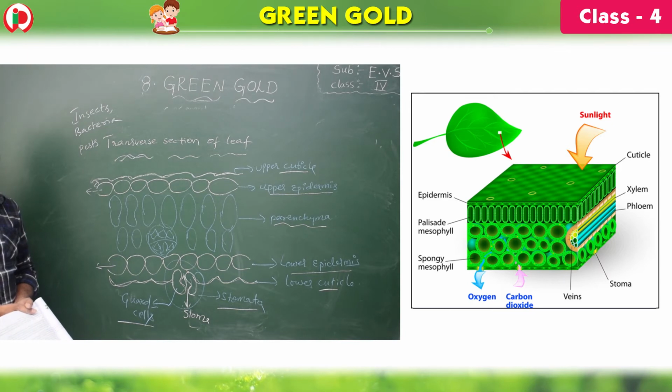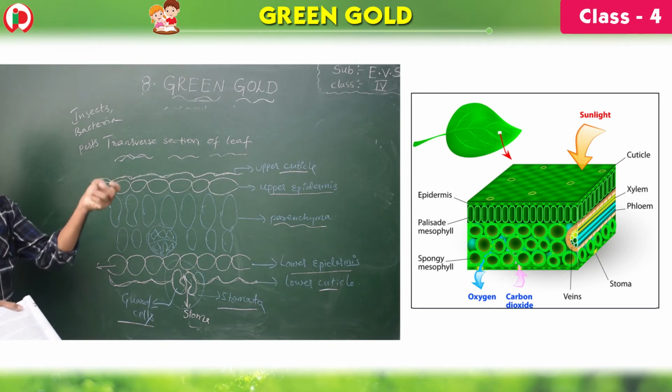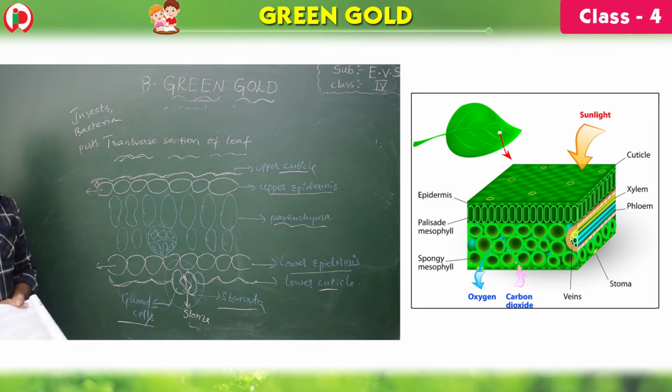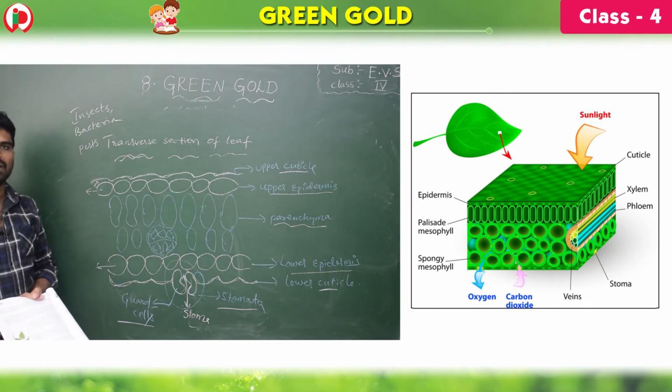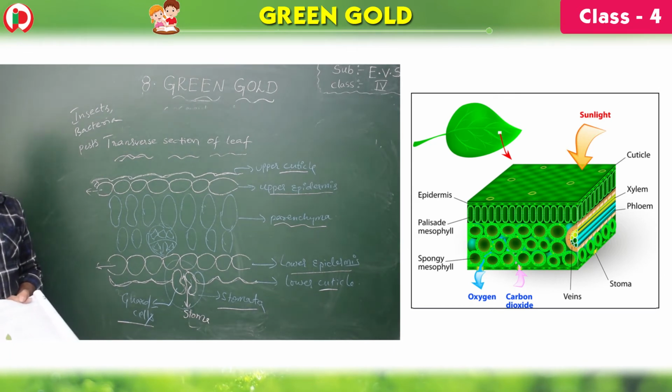Leaves contain a green colored pigment which is called chlorophyll. This chlorophyll takes the water and air in the presence of sunlight and makes the food material, which is called sugar, and releases oxygen gas. This process is called photosynthesis. Now you go for the transverse section of the leaf.